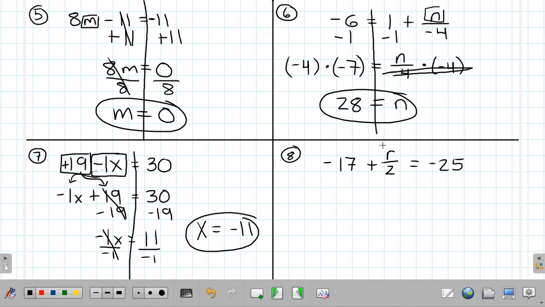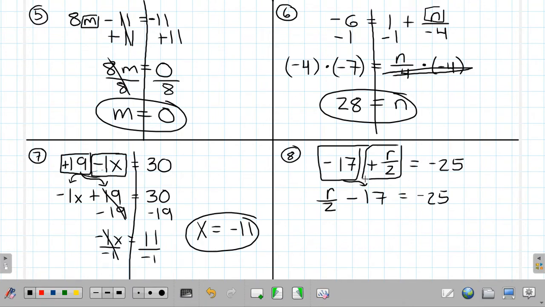And then we technically could do the same thing here with number 8. R is our variable. We're dividing it by 2 and then adding it to -17. But like I said, if things are flipped around, do this little process of, okay, here's my two terms, plus r over 2. Well, that's positive r over 2, so let's just do positive r over 2. -17, so minus 17.